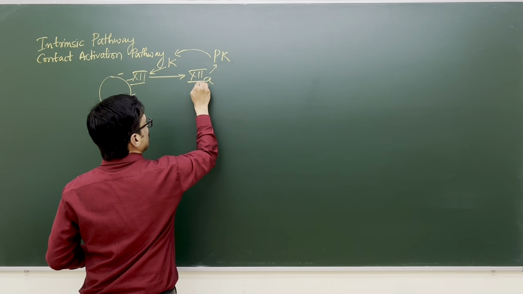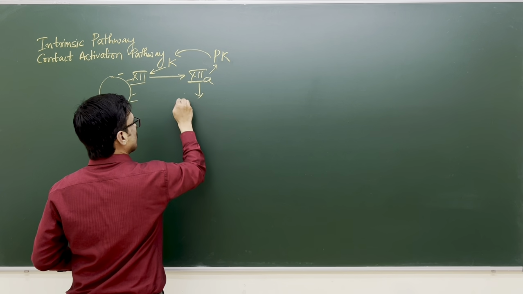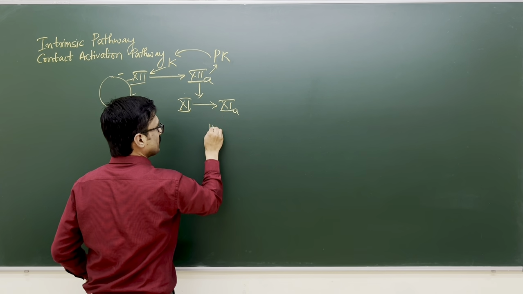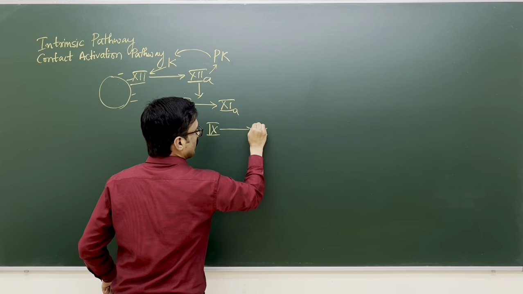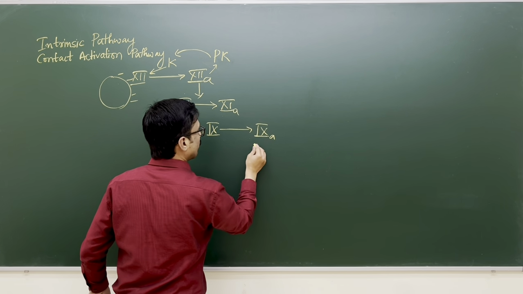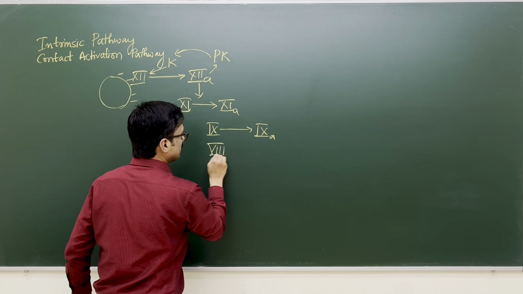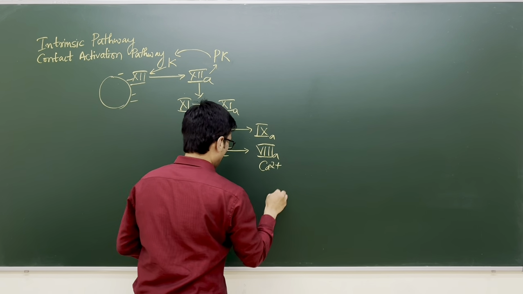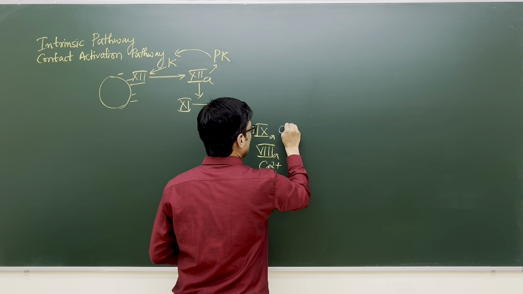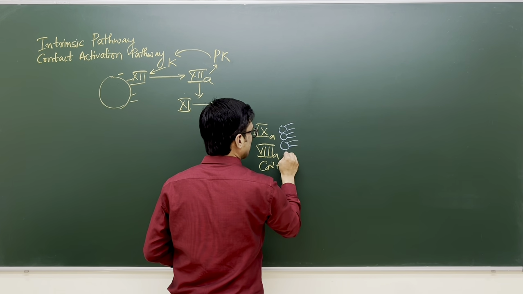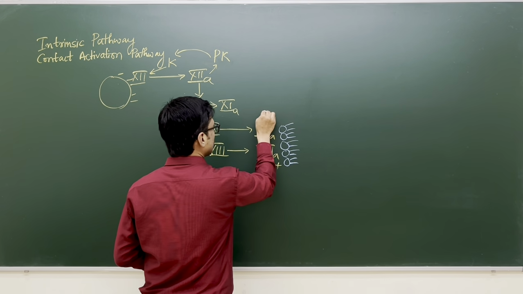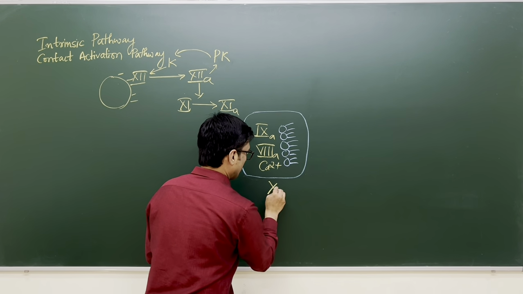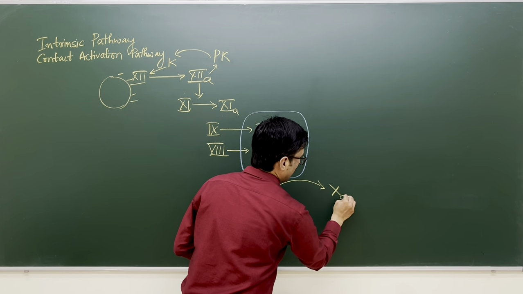Also this factor 12 will activate factor 11. Activated factor 11 will activate factor 9. Activated factor 9 will form a complex with activated factor 8 and calcium on the surface of the platelet phospholipids. So this is the complex. This complex will activate factor 10 to activated factor 10.